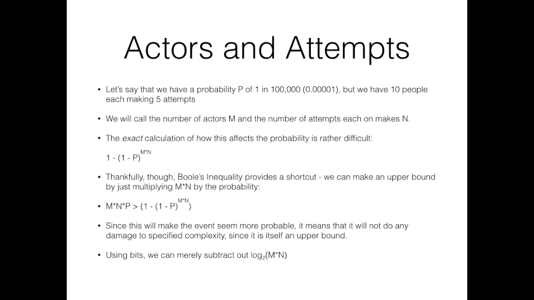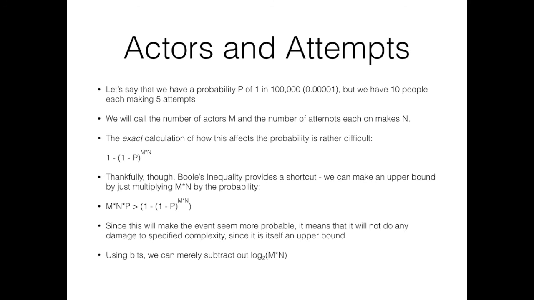It's 1 minus (1 minus p) raised to the m times n power, okay? But to simplify things, we can use Boole's inequality. We can make an upper bound just by multiplying m times n times the probability. So m times n times the probability is greater than the actual probability, so we can just use m times n as a stand-in. Since this will make the event seem even more probable, it means that we'll not do any damage to specified complexity, since it itself is an upper bound.